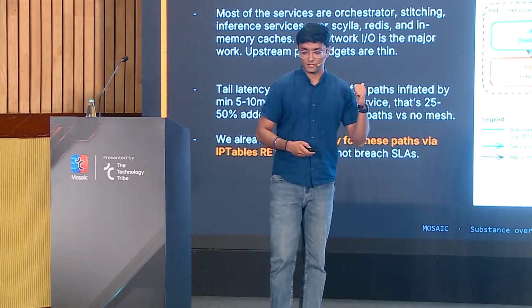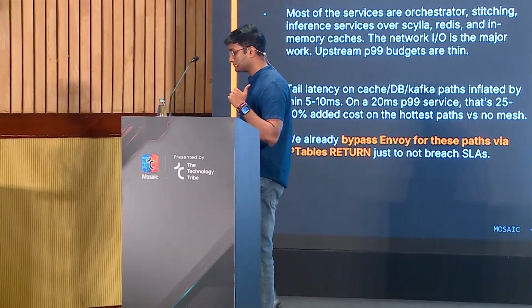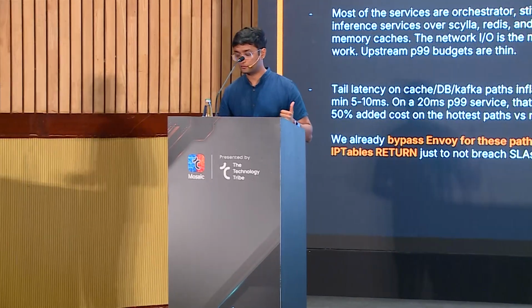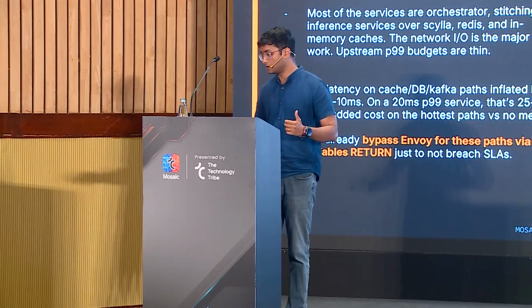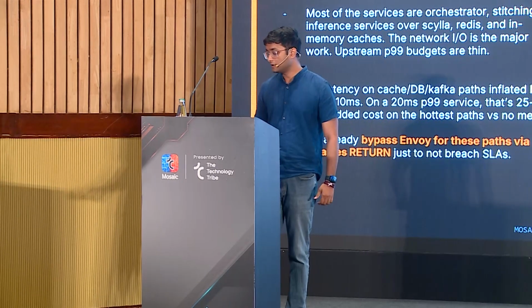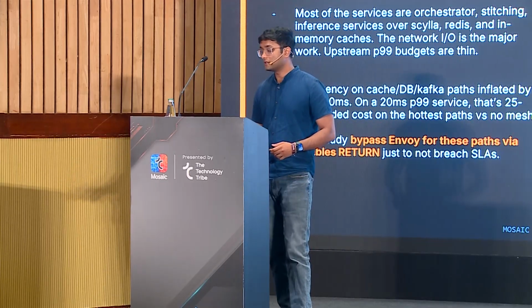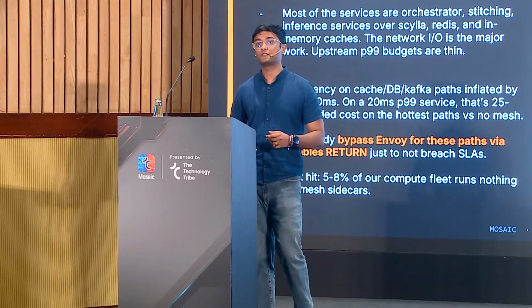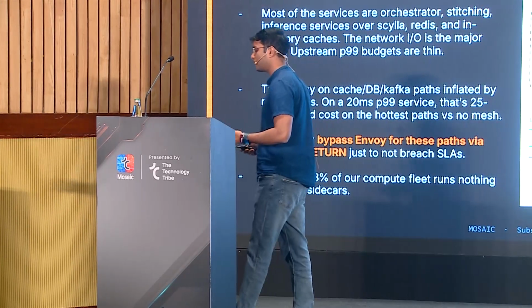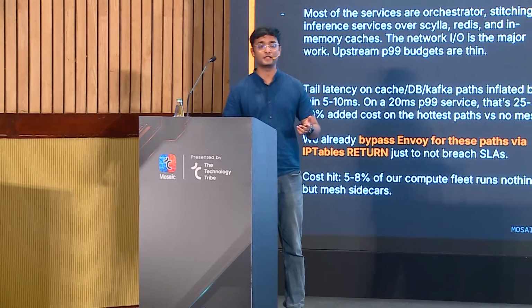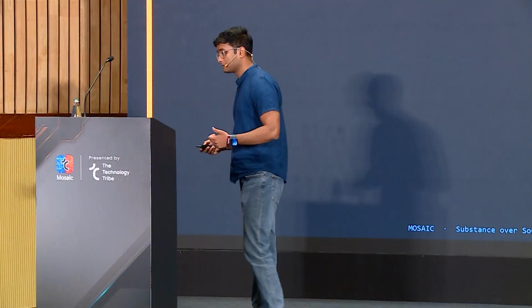Now, like I said before, we had bypass rules to make sure that we do not breach the SLAs. But eventually, at scale, things went wrong. Additionally, from the cost perspective, close to 5 to 8% of our compute was already running just the mesh sidecars. And let's talk about the sidecar tax, and why the bypass made from the IP tables did not save us.